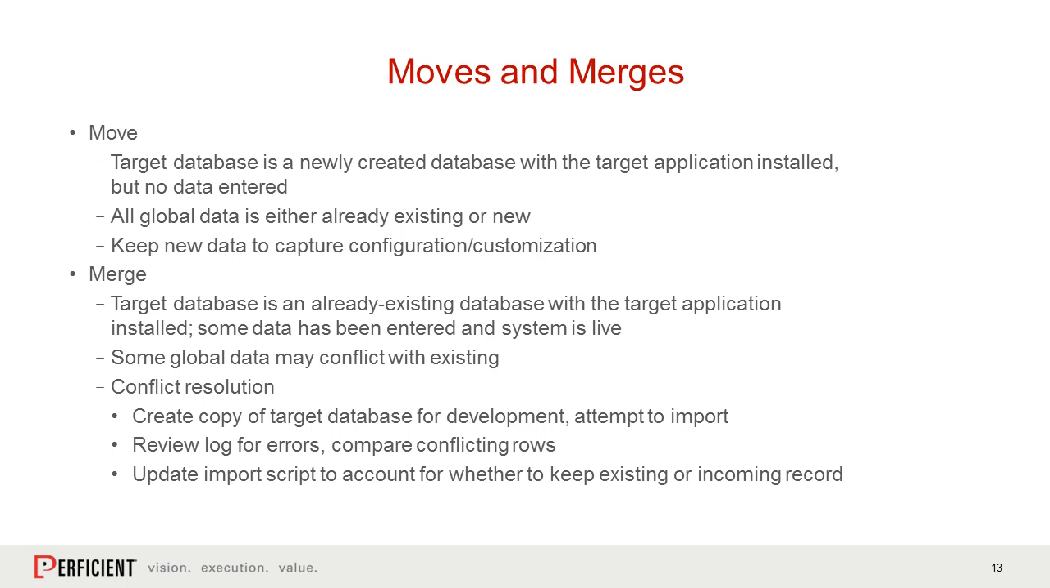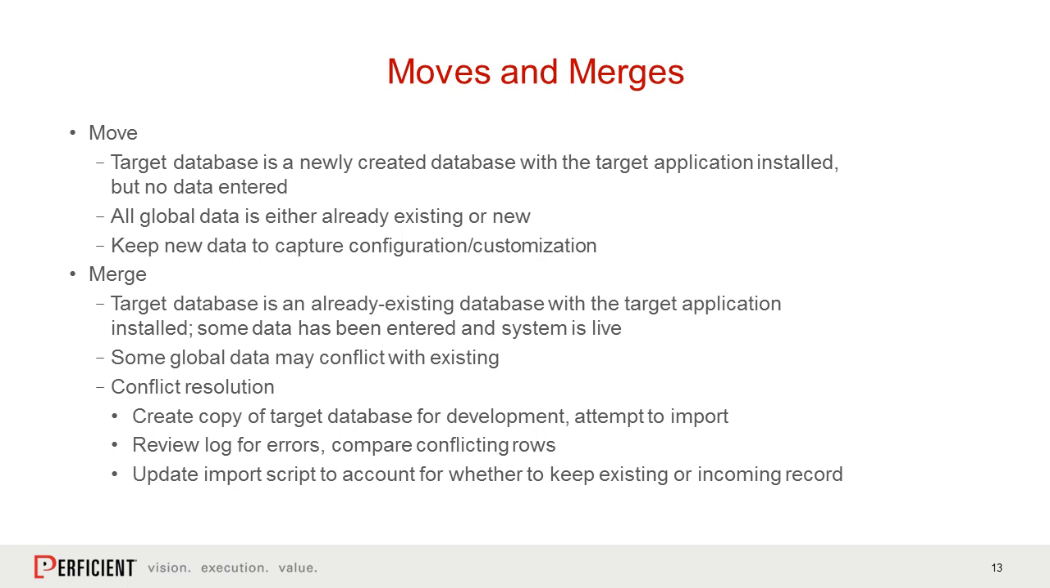And so all the global data, anything that's not study specific, will end up either being existing or new. So what does that mean? Existing means it's like factory data that's already there as part of the installation. New means it's coming from the source database. So you're not going to have any conflicts here. And typically, if you have new data, you're going to use that to capture the source system's existing configuration and customization in terms of the global data.